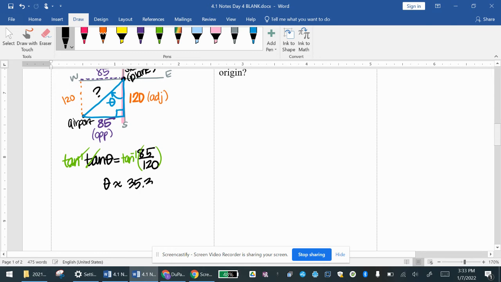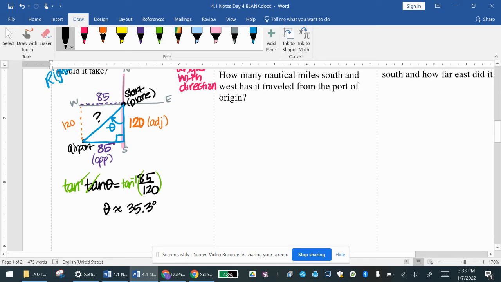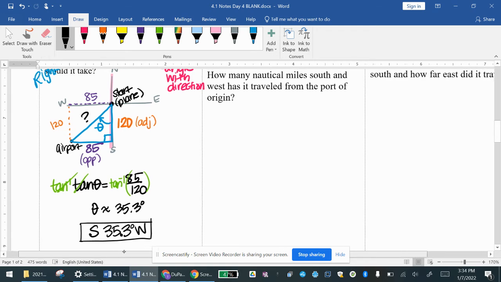All right, I got 35.3 degrees. But remember, bearing is not just an angle, it's an angle with direction. So if we start where the plane is, right? The plane starts, let's say right here at the origin, right? It has to go from the south line west to get to the airport. So the correct answer is not just 35.3 degrees. You have to say from the south line, it has to go 35.3 degrees west. Okay, remember you can pause, rewind, rewatch the video as many times as possible until you understand the material. But I'm going to go ahead and move on to the next one.